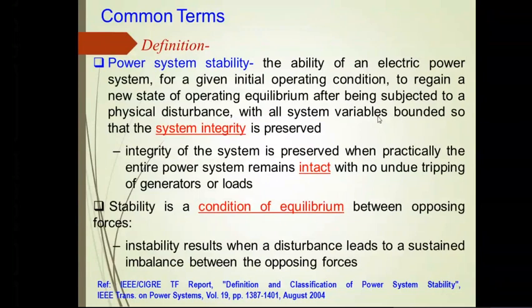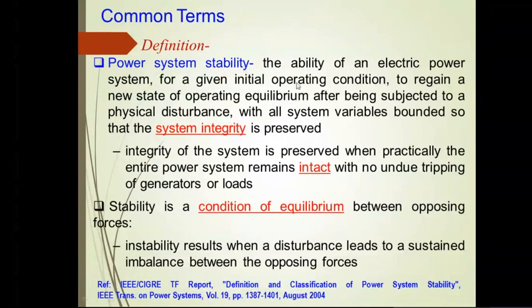So now this is your changed operating condition. One operating condition was steady state, and following the load disturbance, that is, the change in the load condition, which is a disturbance here, if your generation is able to match the new load demand, then you reach equilibrium. In that case, it will be referred to as power system stability.